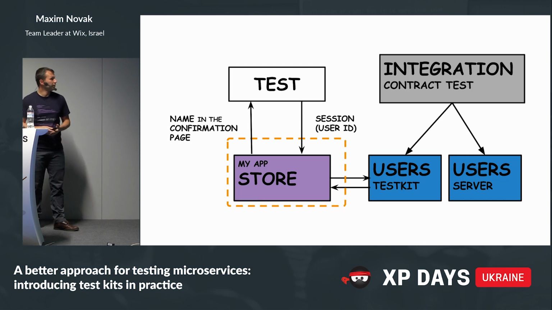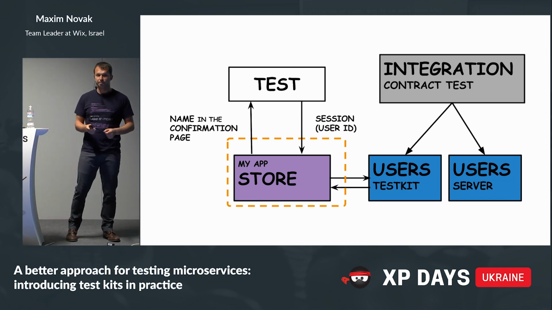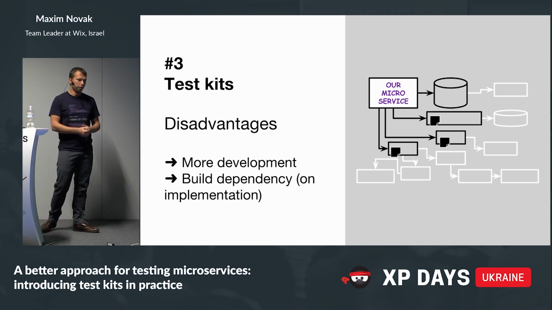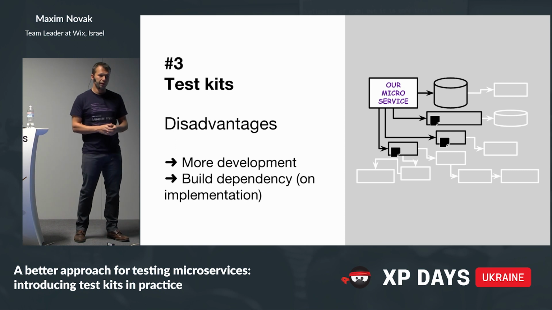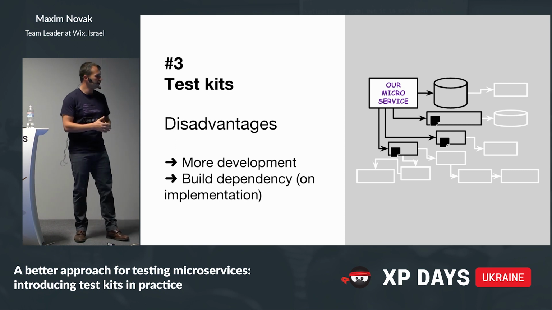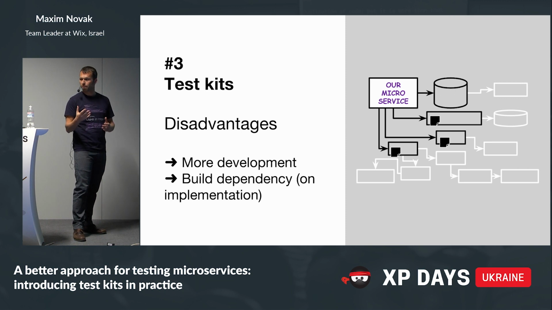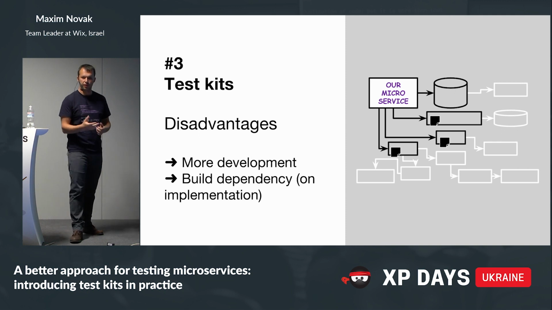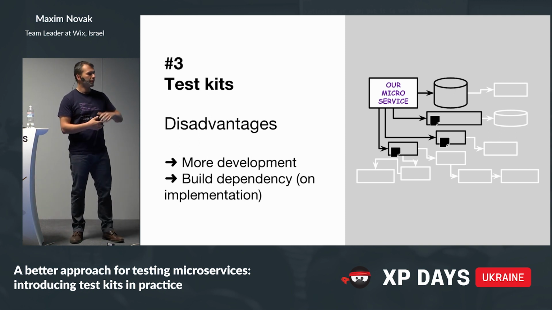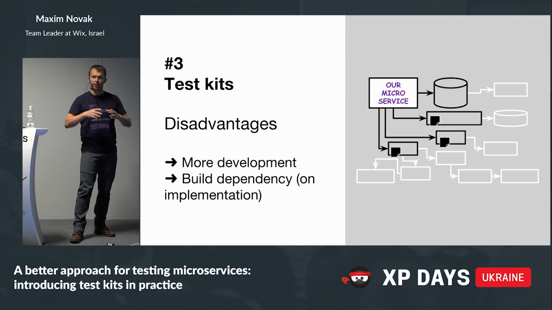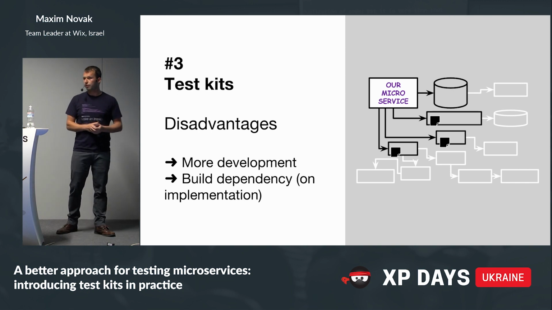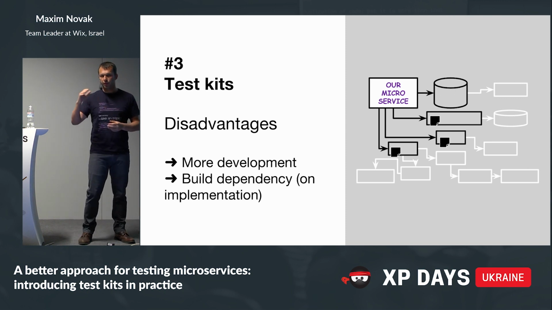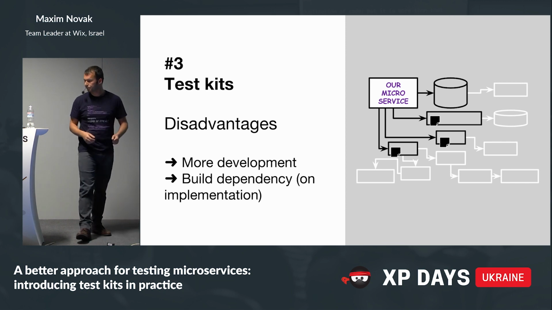Of course, like in any talk, we need to talk about disadvantages. So, of course, it's more development, it's more work for the service provider. But for the organization, I think it's a good thing because only one team does it instead of all the consumers. Another disadvantage is a build dependency on the implementation of the service. So your dependencies in the tests are bigger, and if you're doing continuous integration and continuous delivery, every change might run other builds.